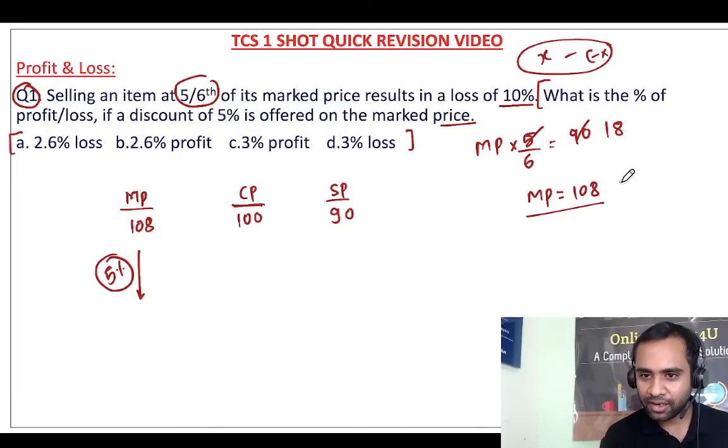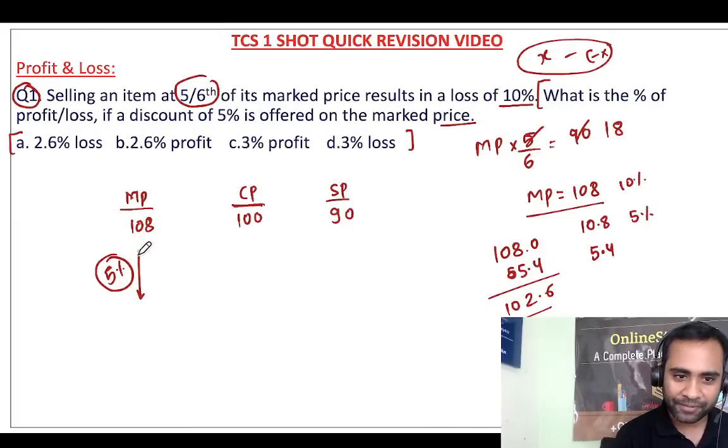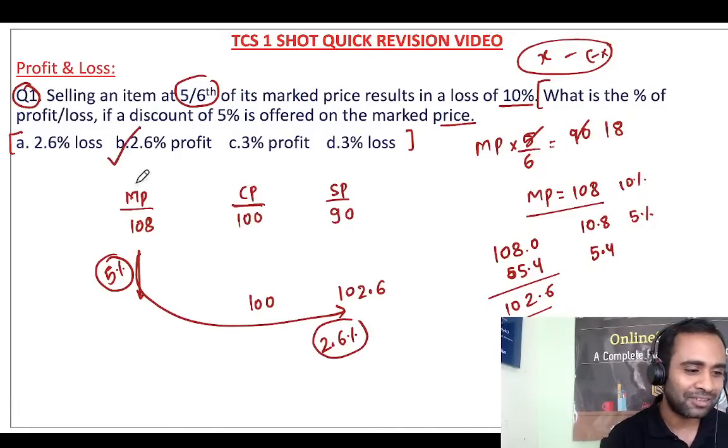5% is what? Sir, 10% will be 10.8. So sir, 5% will be half of this, it is nothing but 5.4. That means now on 108 rupees you are going to give 5% discount. That means it will be 102.6. After giving 5% discount, now you are going to sell at 102.6. Your cost price is 100 rupees. Then they are asking profit or loss. So there is a profit of 2.6%. Option B is the correct answer.